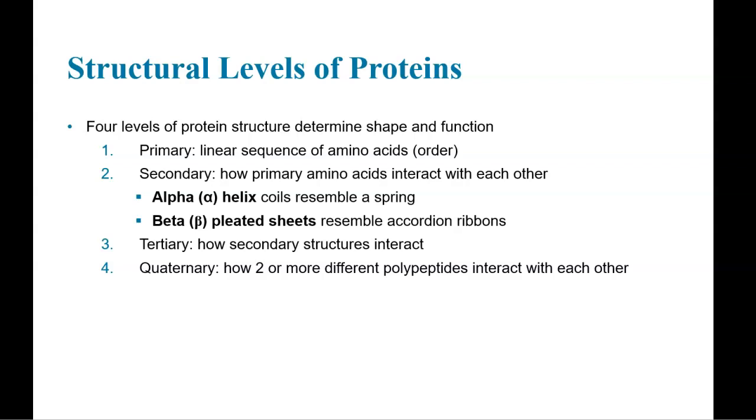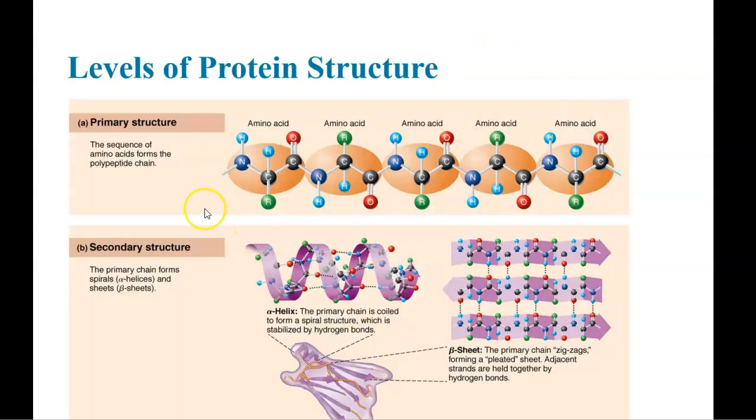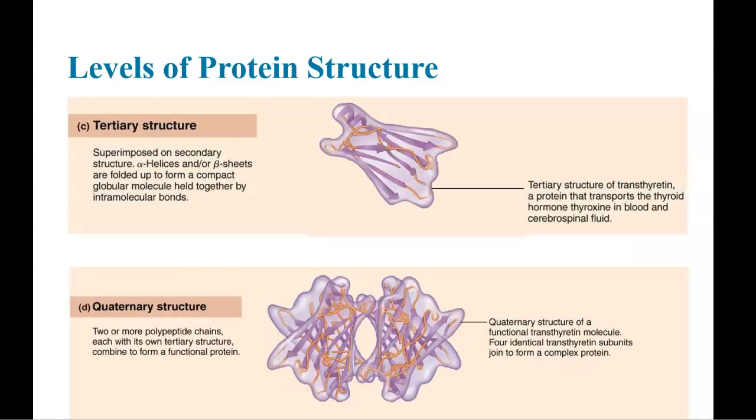That includes the alpha helix and the beta pleated sheets. And then there's the tertiary structure, which is how the secondary structures interact. And then the quaternary structure, how 2 or more different polypeptides interact with each other. Here you can see the diagrams. We have the linear structure, which is the primary structure, just a chain of amino acids. The secondary structure includes the alpha helix and the beta sheets. And then you have the tertiary and the quaternary structures.